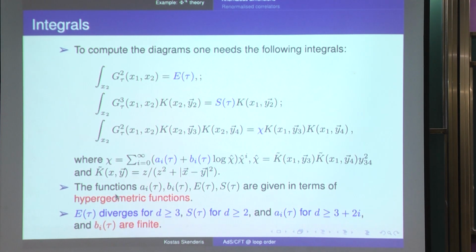Now, to actually compute requires, again, to compute new diagrams, and compute these integrals of this type. These are computable, but again, these are new integrals. And the structure of the integrals and of the answers follows from invariance under AdS isometries. Yeah, that's another lecture on its own to discuss those.